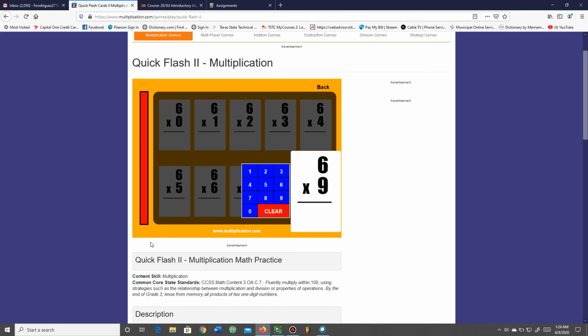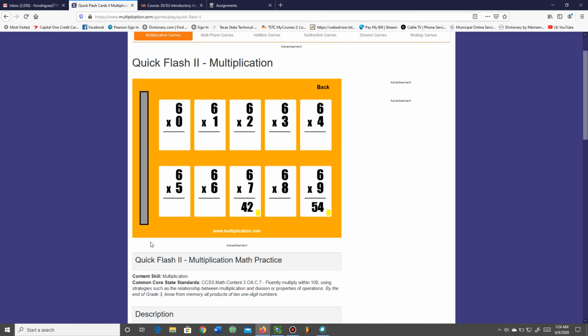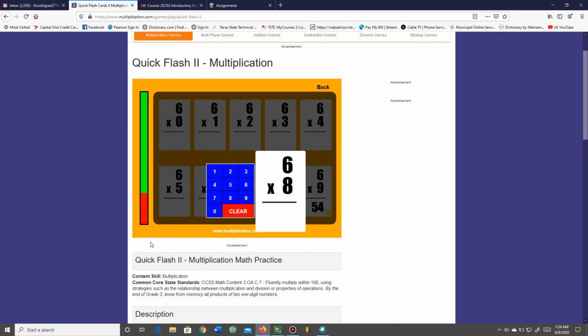6 times 9 is, and yeah, just get used to your number pad, because see, I'm trying to look at my number pad here, and I'm not good at it. So just get used to it, and you get faster at it. Okay. So let's say 54. All right. And it's giving me yellow cards because I'm running out of time. But of course, you're gonna do it before the time's up, and it's gonna give you green cards.